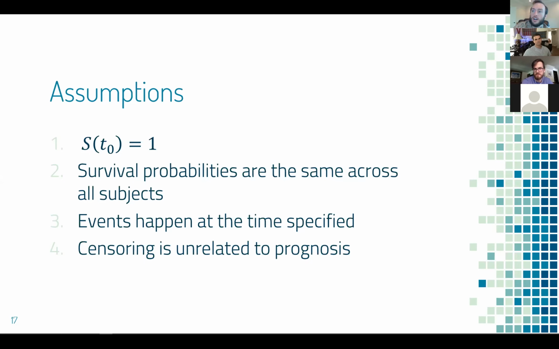Okay, so the third assumption is that events happen at the time specified. So that just kind of means that it's discrete. And then censoring, what we discussed, where you have incomplete data where you don't know whether or not the event occurred. This is unrelated to prognosis. So just because someone is censored in your study, that doesn't tell you whether or not they experienced the event. So for all we know, they may have, or they may have not.